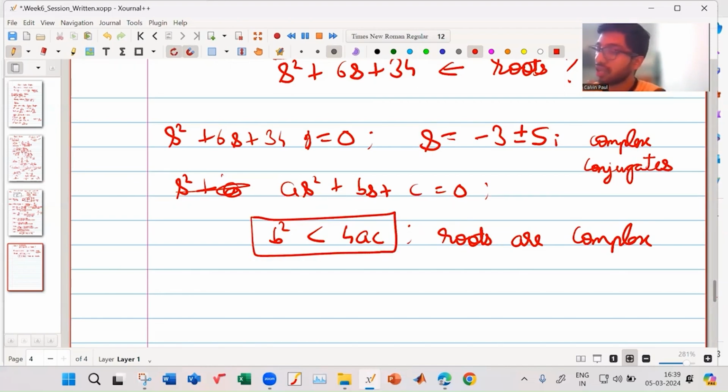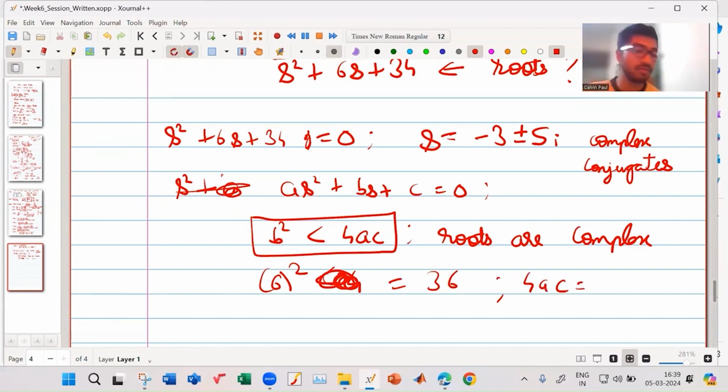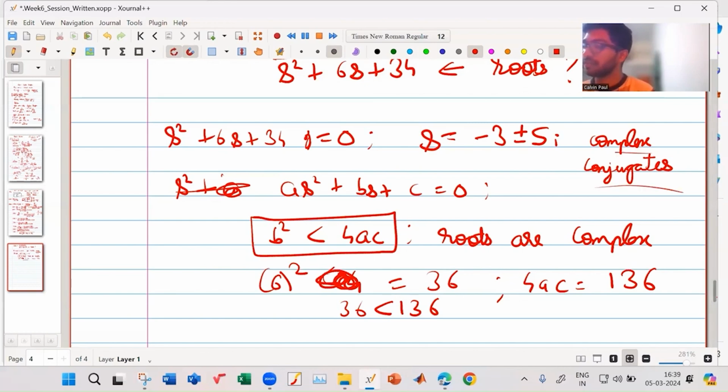Now in our case, what is b? b is 6, so b square is 36. And what is 4 into a into c? 4 into 1 into 34 is 136. So we have 36 less than 136. That is why we know our roots are complex conjugates.